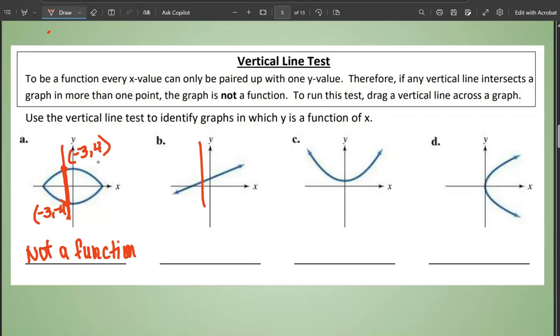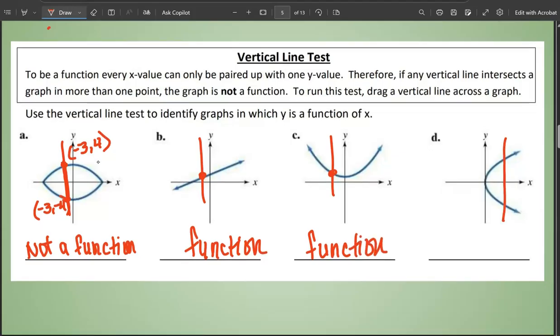I can draw a vertical line anywhere on this graph. It only crosses one time. So this one is a function. Vertical line only crosses one time. It is a function. And a vertical line crossing 2 times is not a function. And that's how we can use the vertical line test.